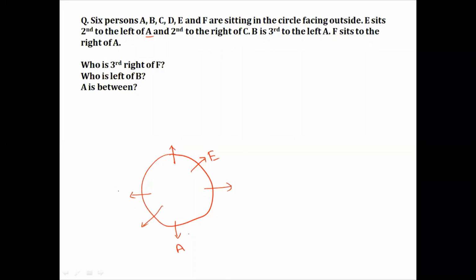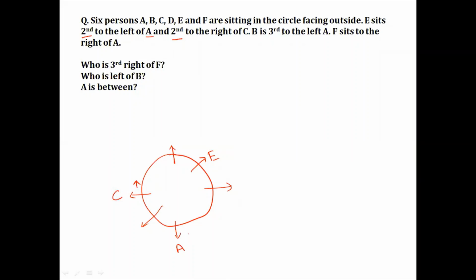E is second to the right of C means C should be here because this is the right side. Second means we should have only one person between A and E. Again, second to the right means we should have one person between E and C. Here it is already occupied by A, so obviously the remaining place goes to C.